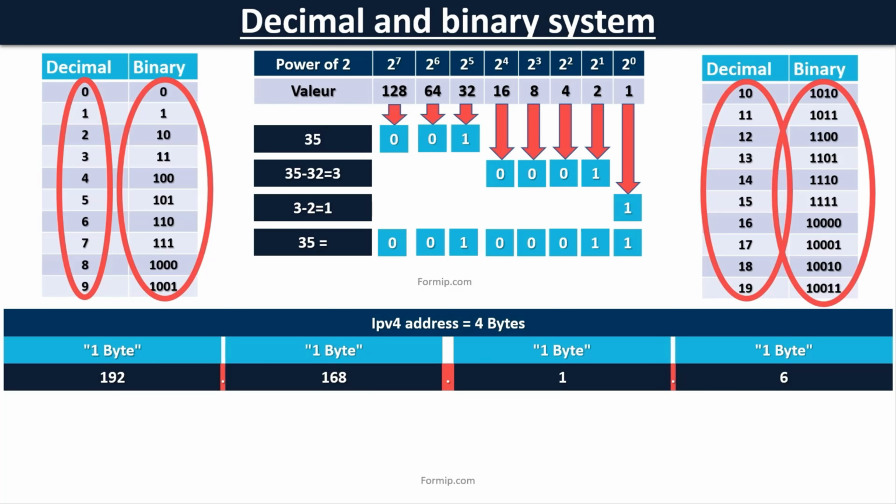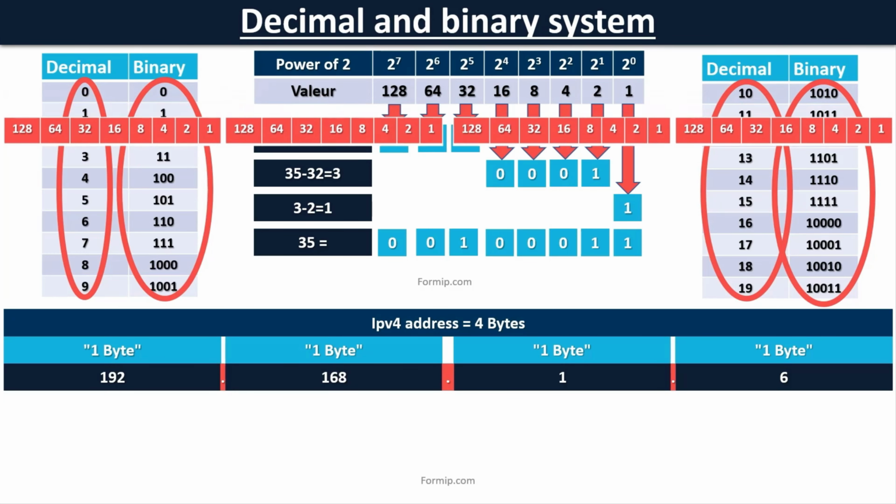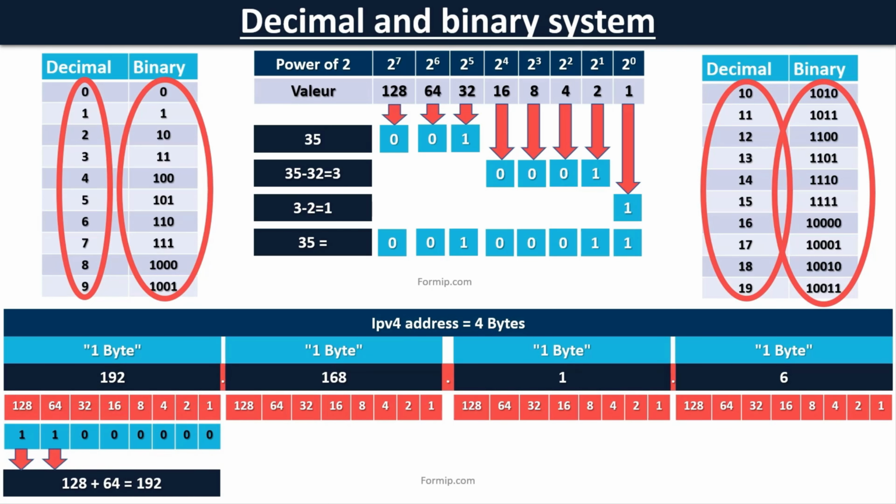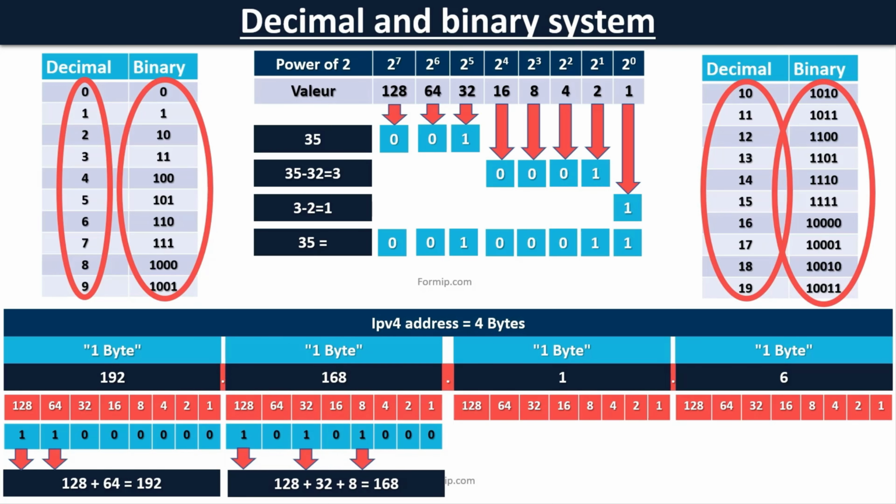The easiest way to translate from a decimal to binary is to start by writing the powers of 2 for each part of our IP address. Now we just have to apply the method we used for the number 35. The value of the first set is 192. This is the addition of 128 and 64. Then we have 168, which is the addition of 128 plus 32 plus 8.